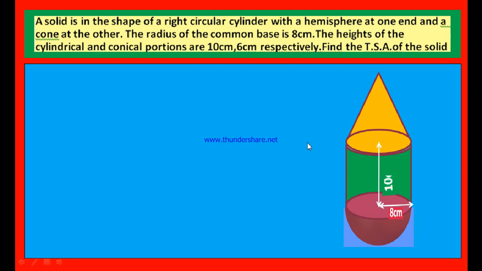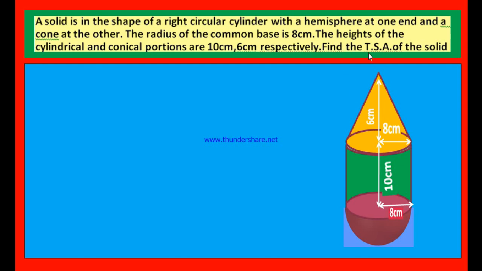The radius of all these is equal to 8 centimeters. That is, the radius of the cone is 8 centimeters, and the radius of the hemisphere is 8 centimeters. The height of the conical portion is 6 centimeters, and the height of the cylindrical portion is 10 centimeters. You can see in the diagram, this is the cylindrical portion. Cylindrical portion height is 10 centimeters and conical portion height is 6 centimeters.